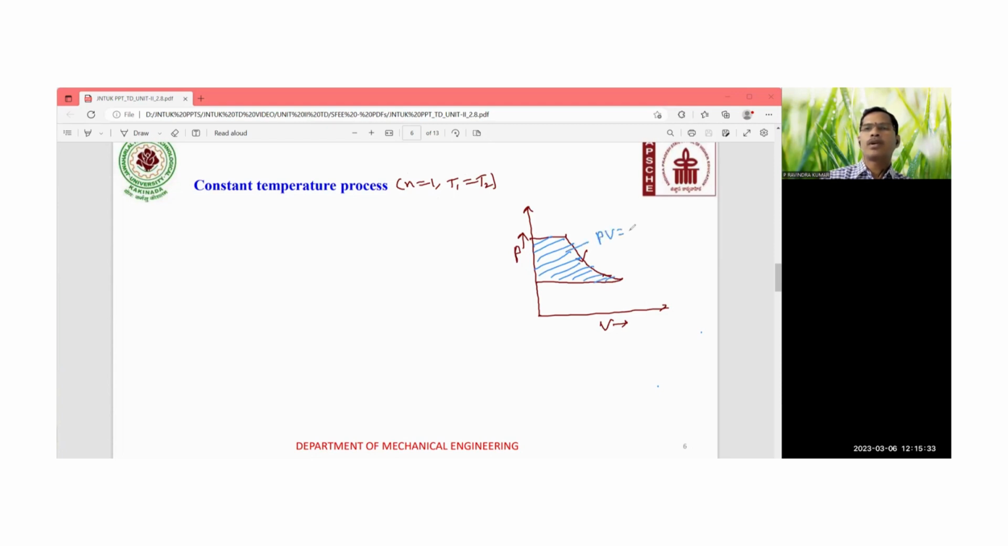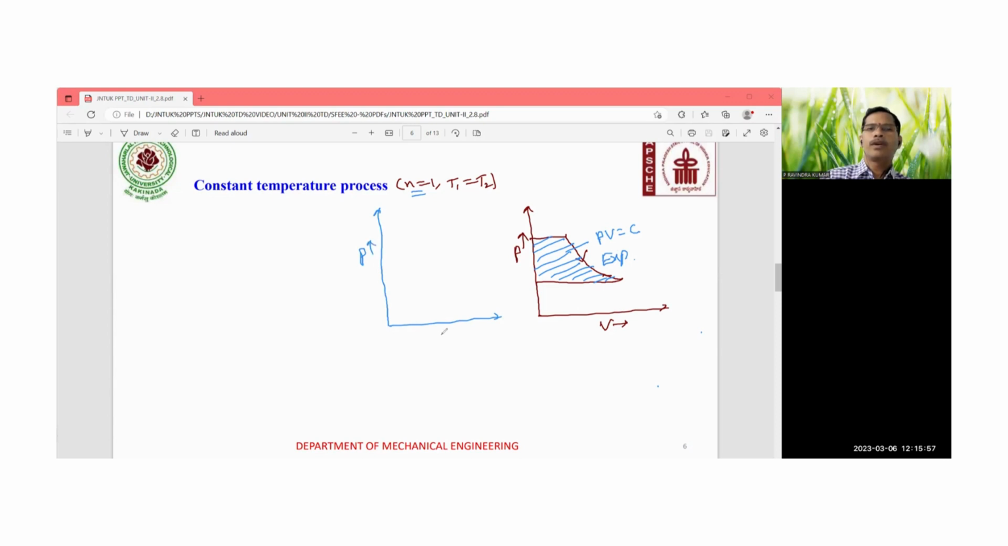So the isothermal expansion, right? PV is equal to constant. So this is the isothermal expansion. That is where n is equal to 1, and this is the expansion process. In the same way, you can write it for the compression process, right?